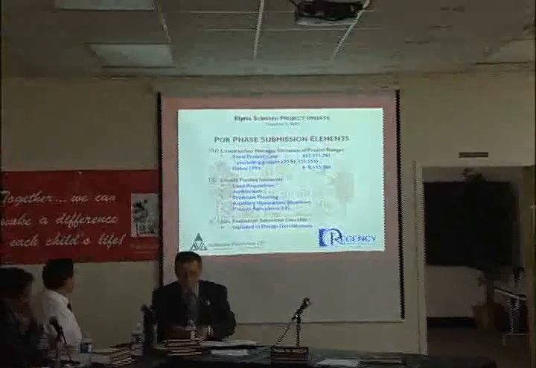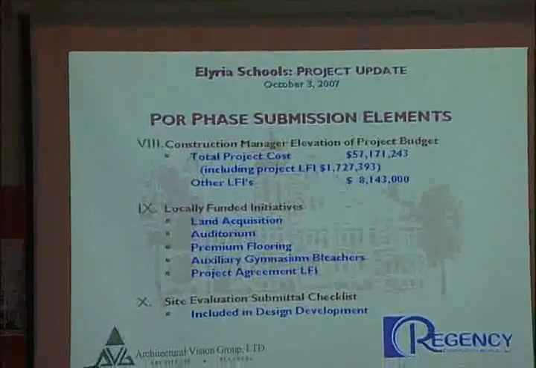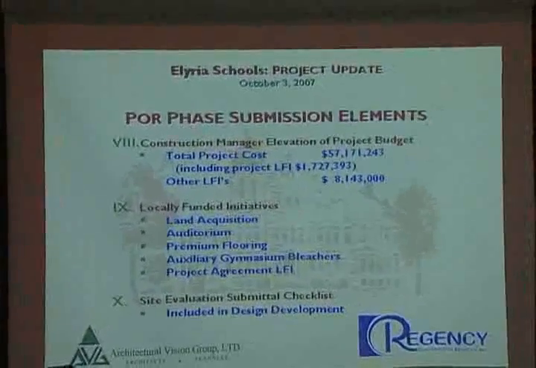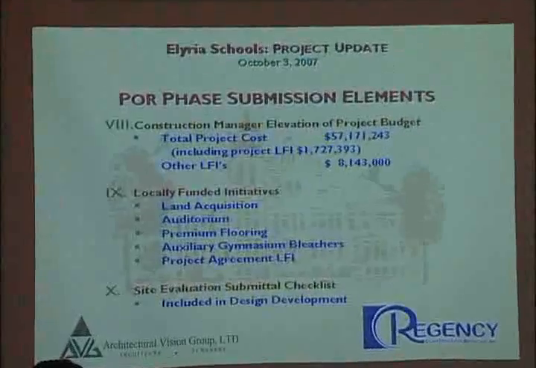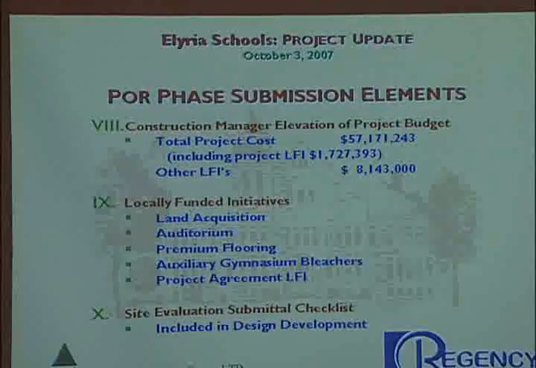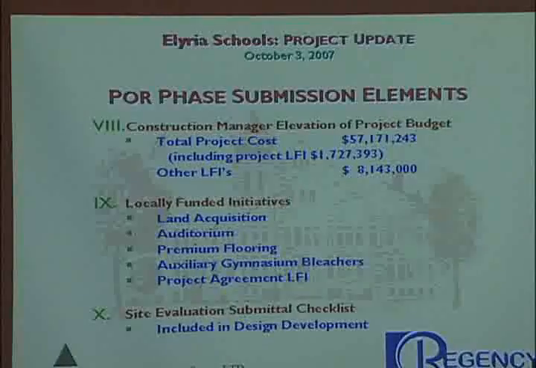Under Section 8, this is the budget section, and under the program of requirements, this is pretty much just an affirmation of your master plan summary budget. And the overall master plan summary, as we show, is $57,171,243, reminding us that that includes the project LFI of $1,727,393.